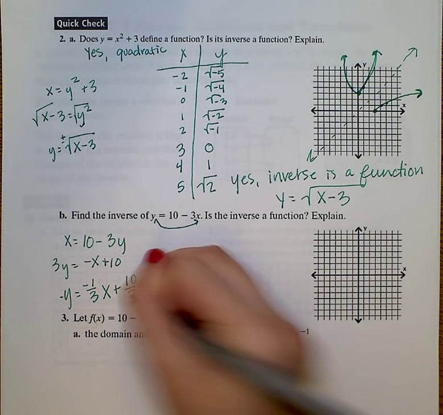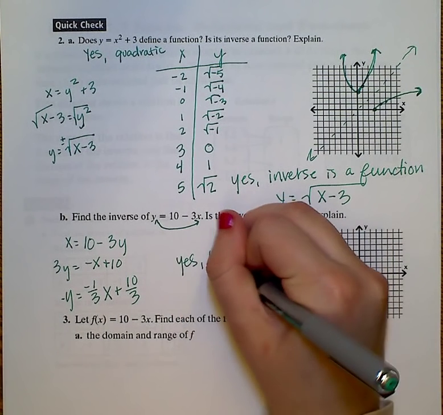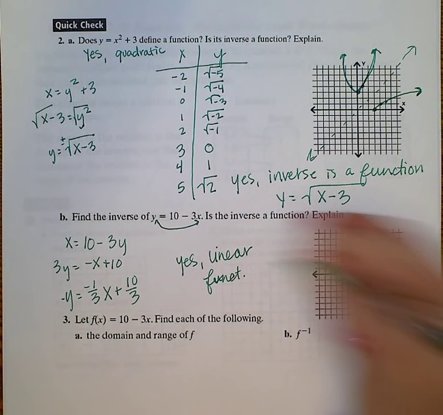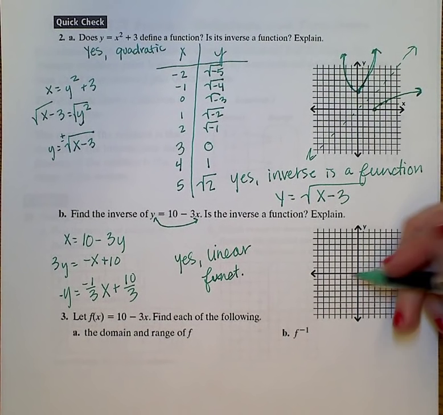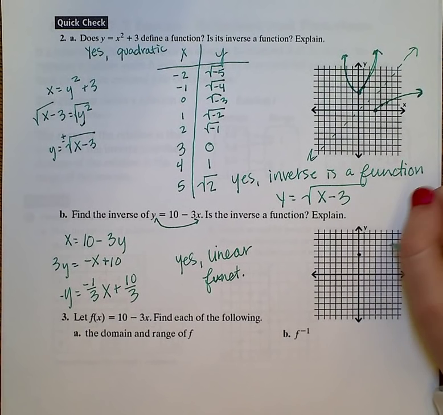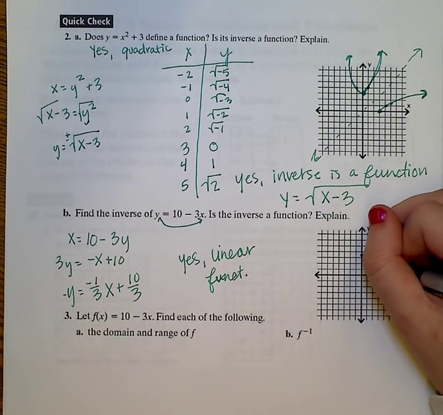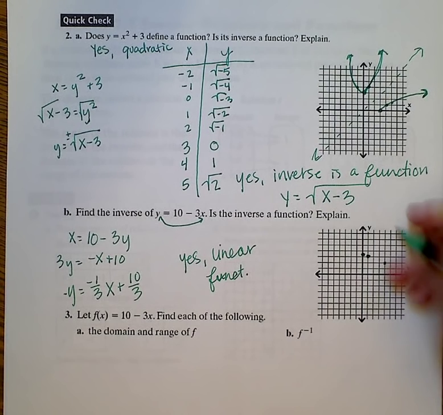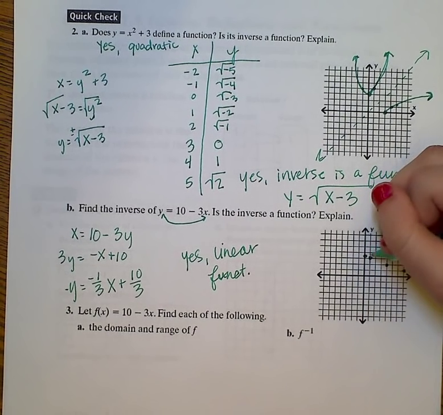So is this going to be a function? Well, yes, we know it's going to be a linear function. Okay, we can graph this function. We know that our y-intercept is at 10 over 3, which is 3 1/3, about here. And our slope is negative 1/3, so we can go down 1 over 3. Okay, so this is what our graph is going to look like.